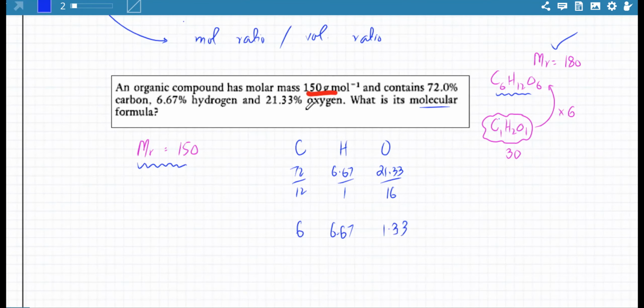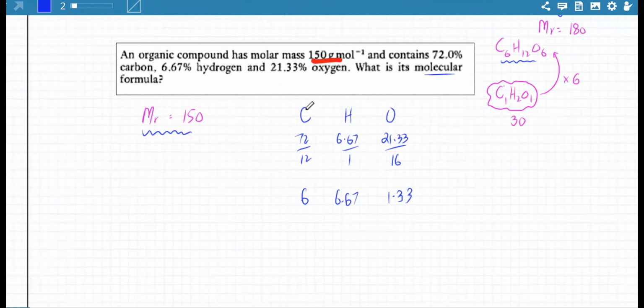So now again, what you could do is divide by the smallest. If you do that, divide everything by 1.33, do we get whole numbers or not?